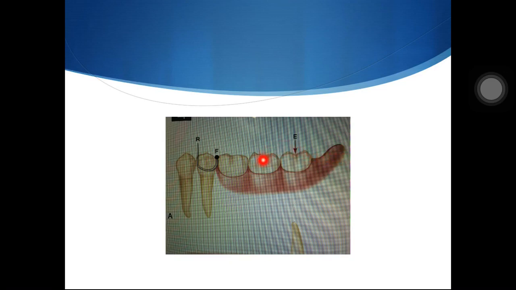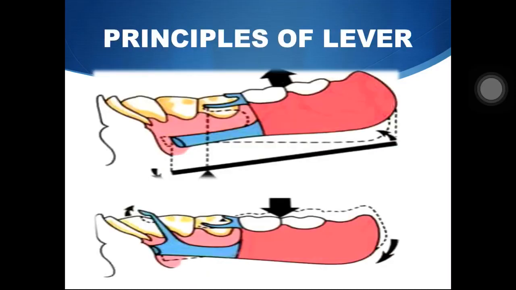This is the typical example of a class 1 lever with the fulcrum at the rest, the effort arm on the distal aspect of the distal extension area, and the resistance in the anterior region. Here we can see that this is the movement that is away from the tissues. This is the movement during occlusal loading, that is towards the tissues. This movement towards the tissues can sometimes be resisted with the help of occlusal rest. Now here we can see that this movement is unsupported, and this movement will go unnoticed.